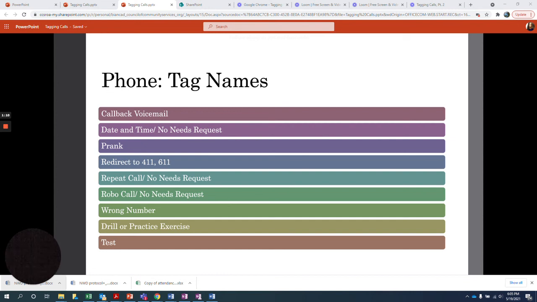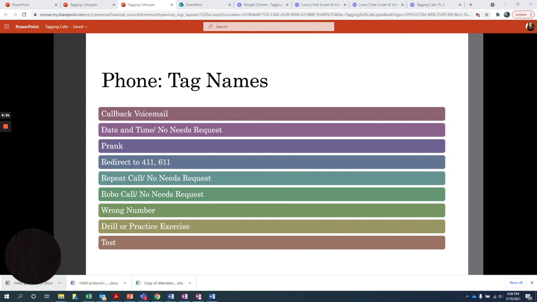We also have a robocall, no needs request. So this happens when Dominion will, at the end of the day, send out these voice messages or robocalls or whatever to their people, to the customers. And basically, these robocalls will say, your bill is due, you're going to have a disconnect, this is how much you owe. Go ahead and pay your bill or whatever the case might be. A lot of times people will answer that call or call that number back thinking that we are Dominion, and they basically want to pay their bill.